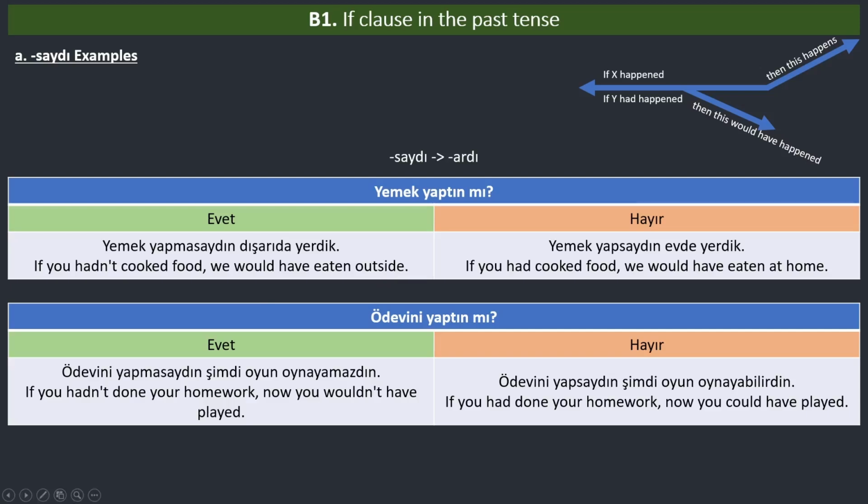So, sorusu olan var mı? Is there anyone who has a question or is still confused about this? Before moving to a different tense, I want to answer the questions. I guess not. Nice.